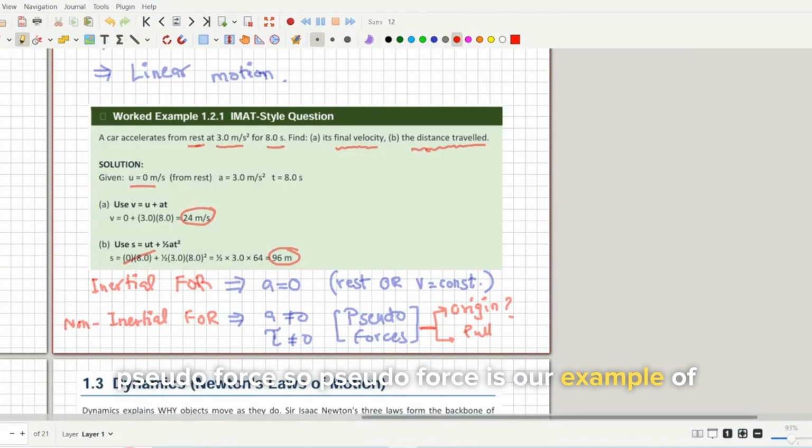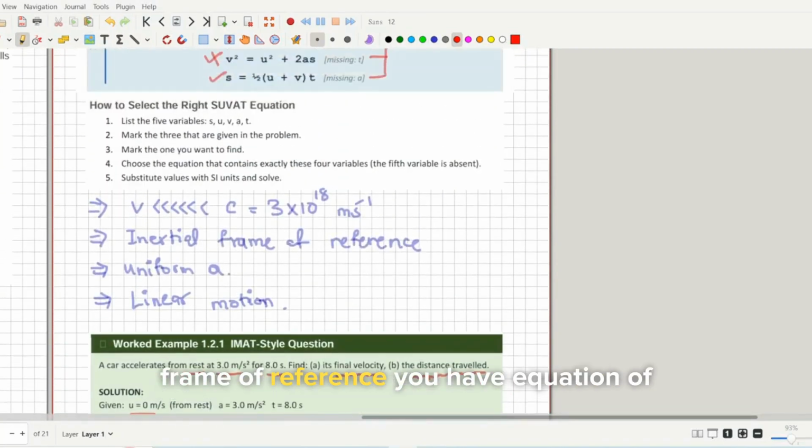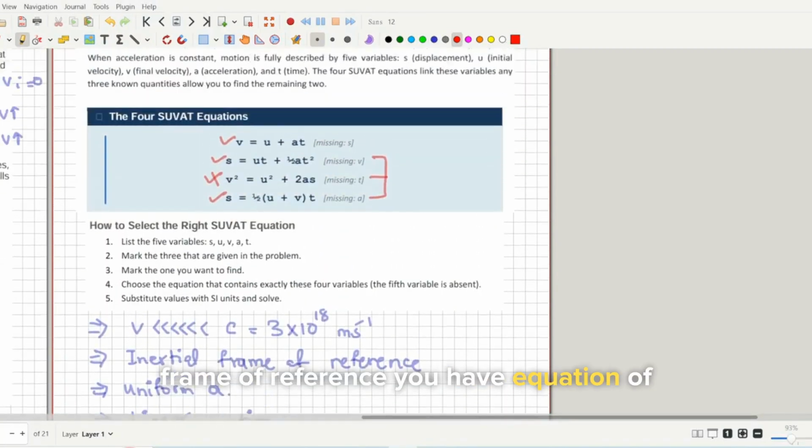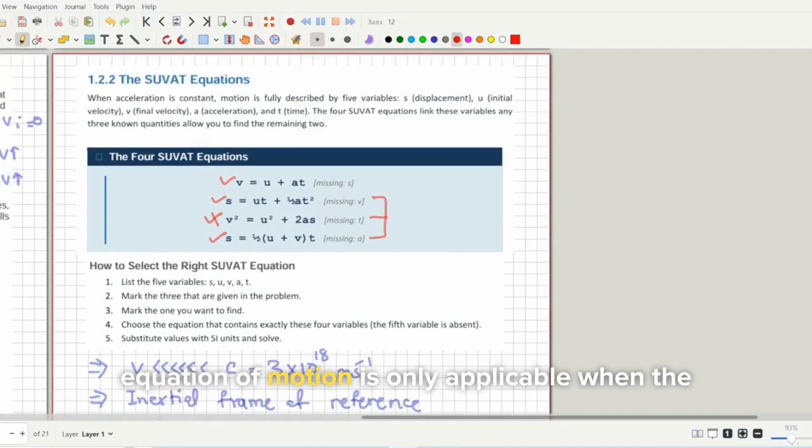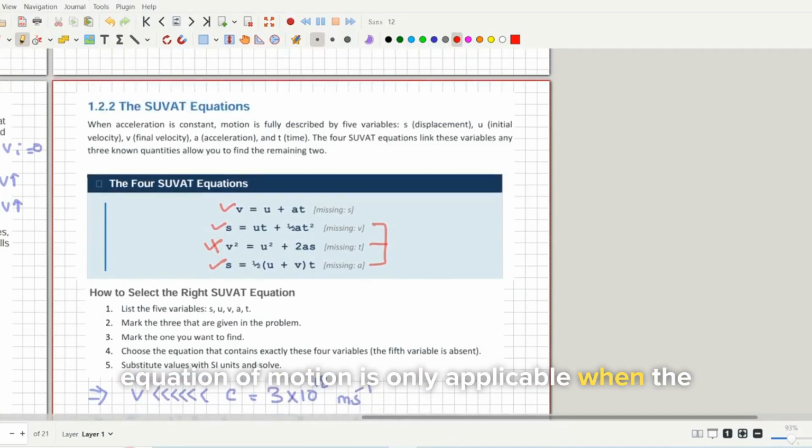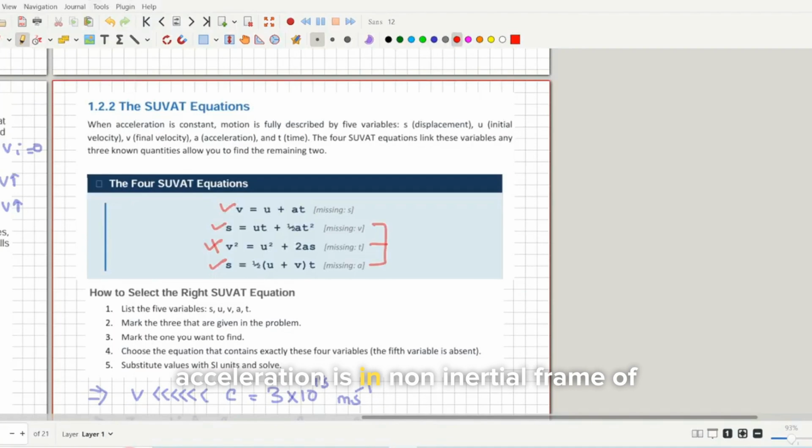So pseudo forces are an example of a non-inertial frame of reference. And for an inertial frame of reference, you have equations of motion. The equations of motion are only applicable when the acceleration is either constant or 0. Other than these conditions, these equations are not applicable.